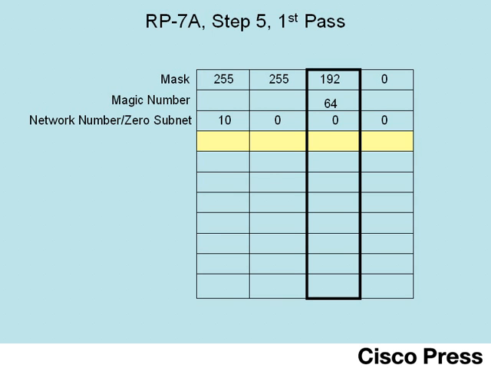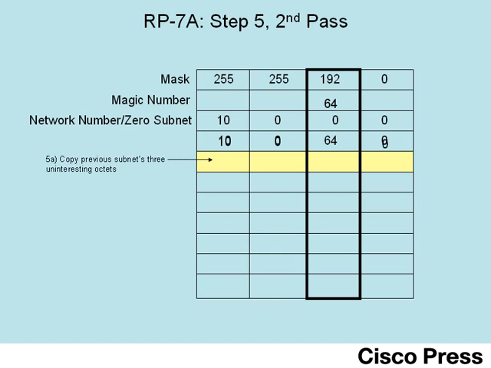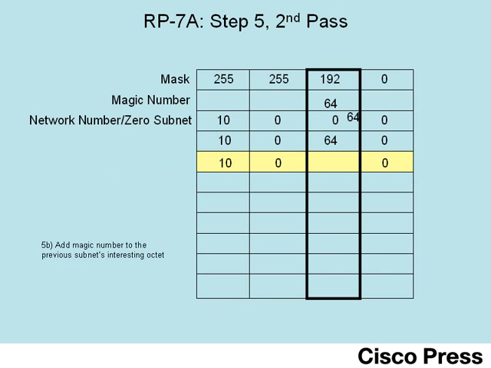Process RP7a says to keep repeating step 5, finding each new subnet. So in this case at step 5 we'll copy the previous subnet's value for the 3 boring octets, the ones outside the rectangle. And then to find the interesting octet's value at step 5b, we take the magic number of 64, add it to the previous subnet's value in that interesting octet, or 0 in this case. So the next subnet number is 10.0.64.0.